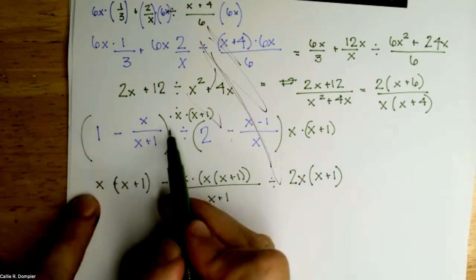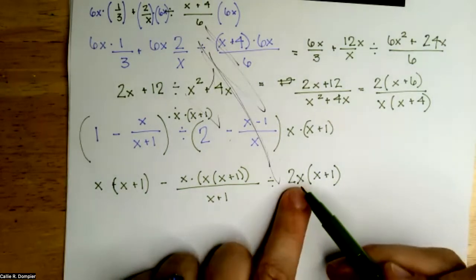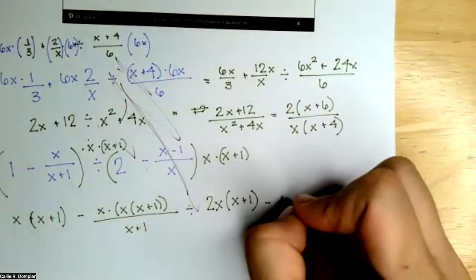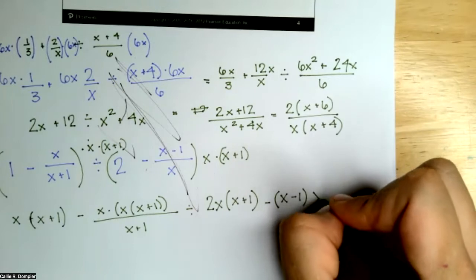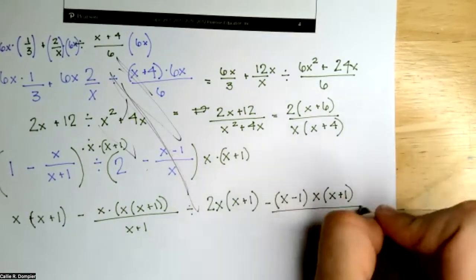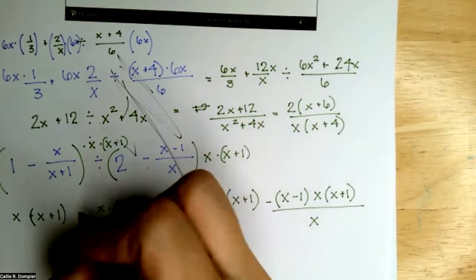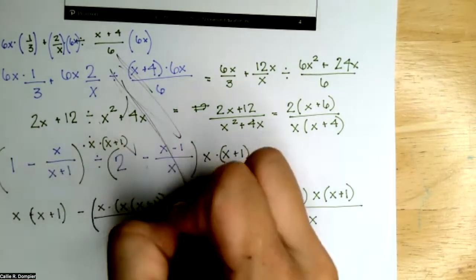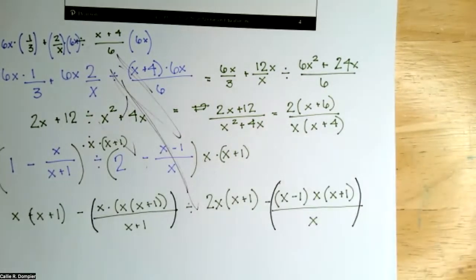We're just multiplying the 1 times the x plus 1. So I just wrote x times x plus 1. Here we're multiplying 2 by x times x plus 1 minus x minus 1 times x plus 1 over x. Good. And make sure, because this is subtraction, we don't want to get confused. I'm subtracting all of that.